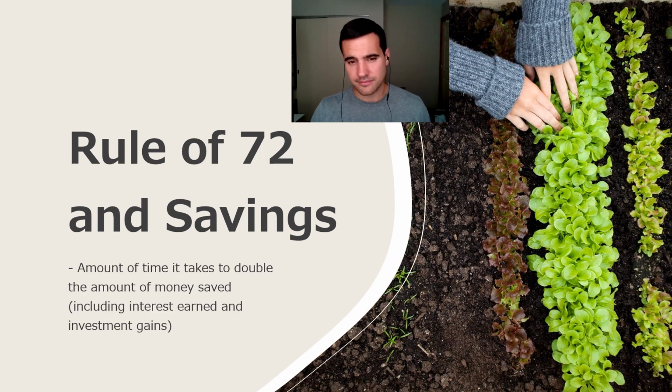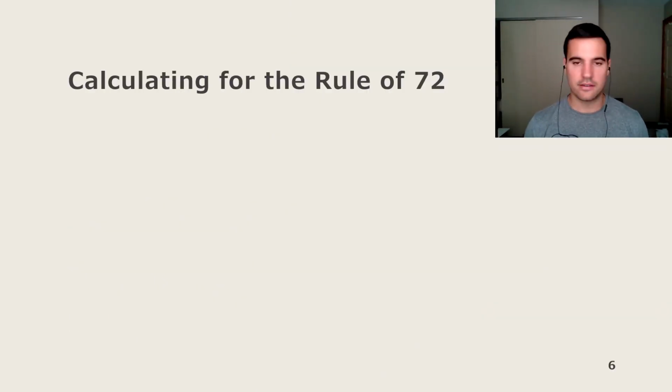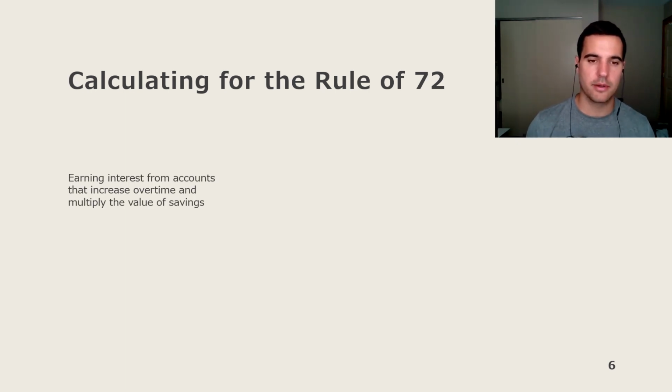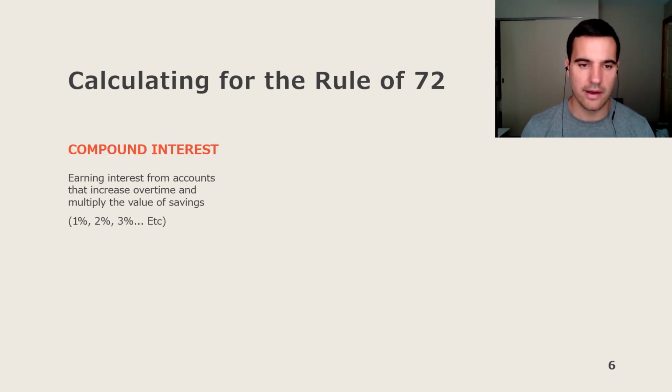So the importance of saving, and this is going to go a little bit into investing, and why we need to save and why we need to invest. The rule of 72 is an ancient financial concept that incorporates savings and investing and the importance of how we need to double our money. The rule of 72 is the amount of time it takes to double the amount of money saved, including interest earned, investment gains, capital gains and all that. So how does that work? Basically, your investments earn interest from accounts that increase over time and multiply the value of savings. This is an important part of compound interest.